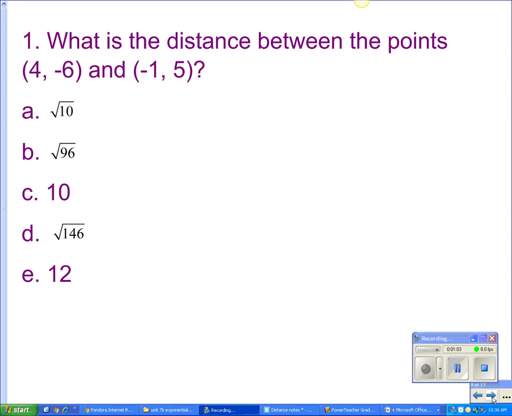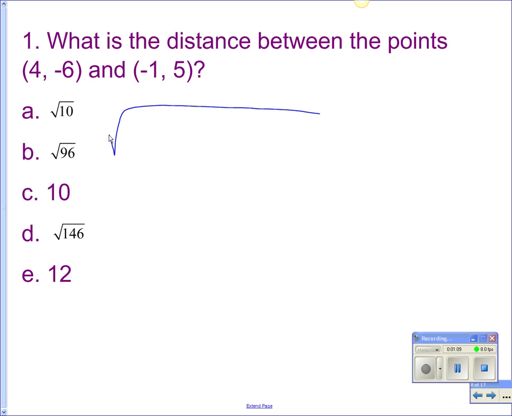So for number 1, what is the distance between the points 4, -6, and -1, 5? So just like with the midpoint formula, you need to be careful about what's the x's. What are the x's? In this particular problem, anybody, what are your x values? Very good. 4 and -1.